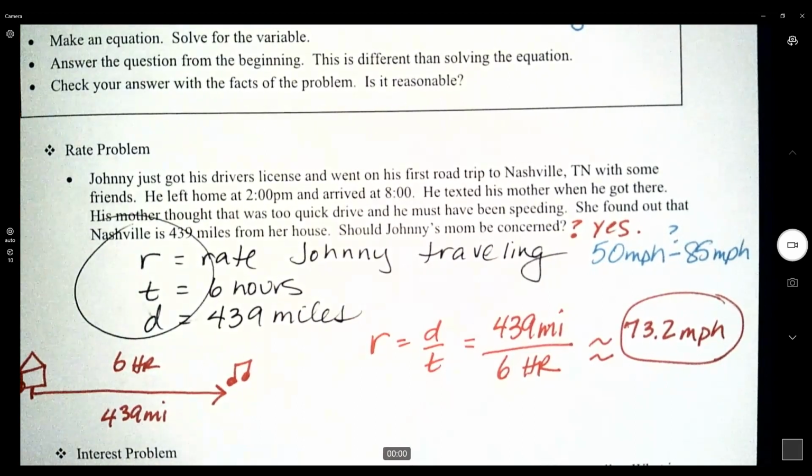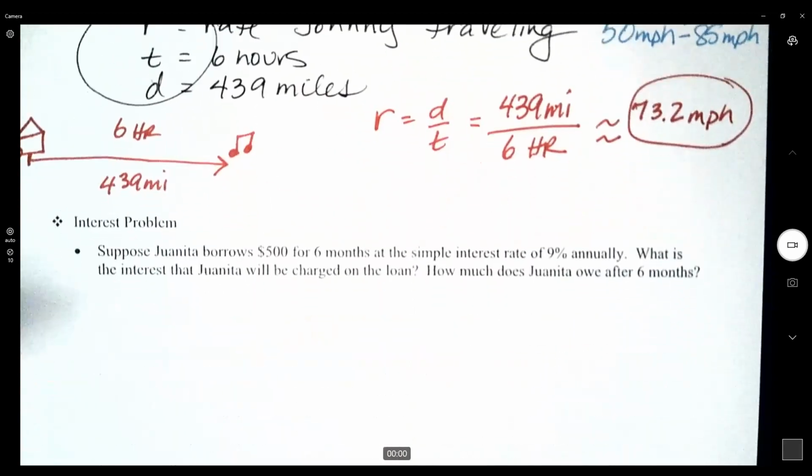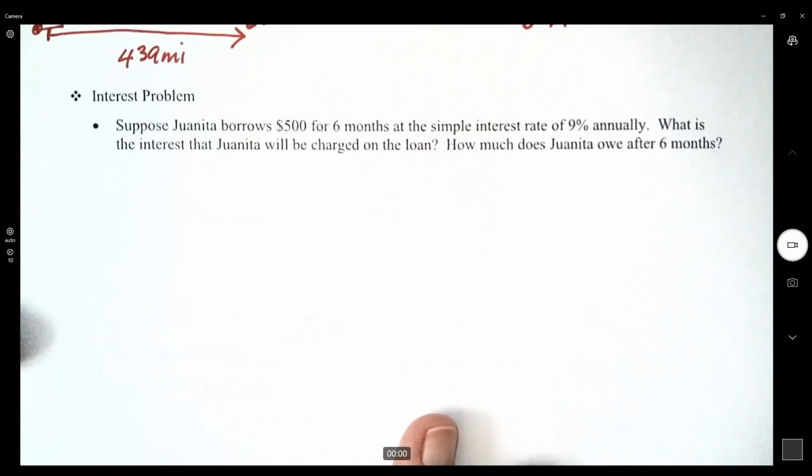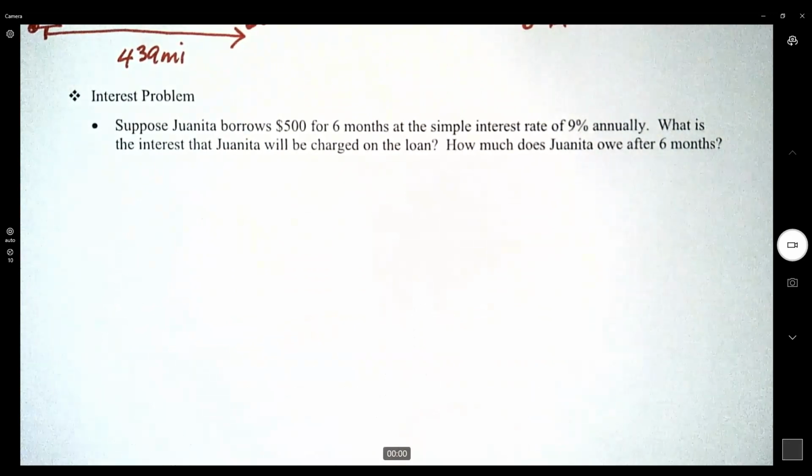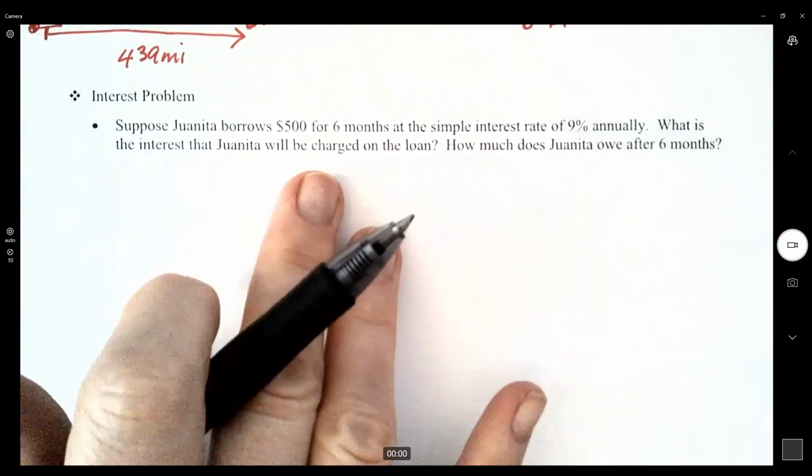Let's try another one. This time let's do an interest problem. Here we have Juanita. She borrowed $500 for 6 months at a simple interest rate of 9% annually. What is the interest that Juanita will be charged on the loan? How much does Juanita owe after 6 months? So in this question, we actually have two questions that we need to answer. First, let's focus on the first question.